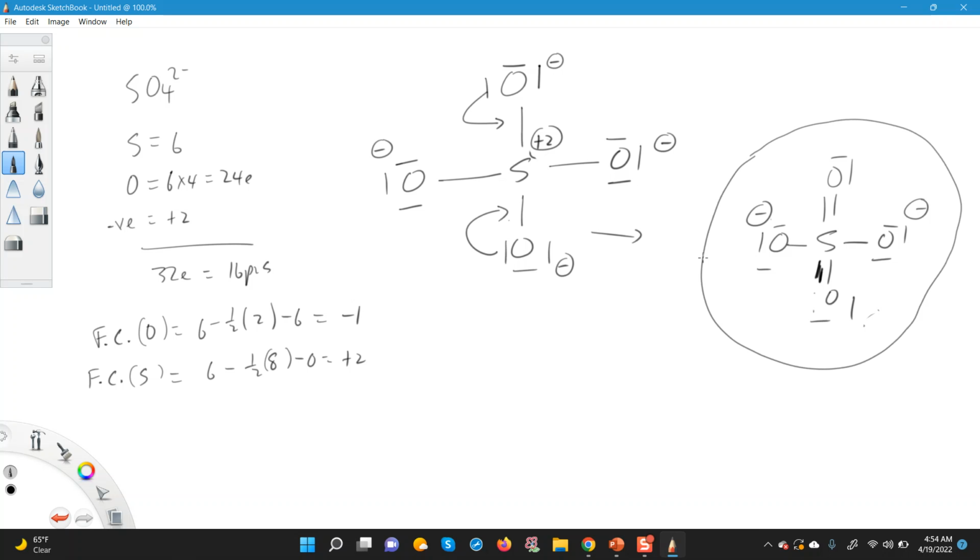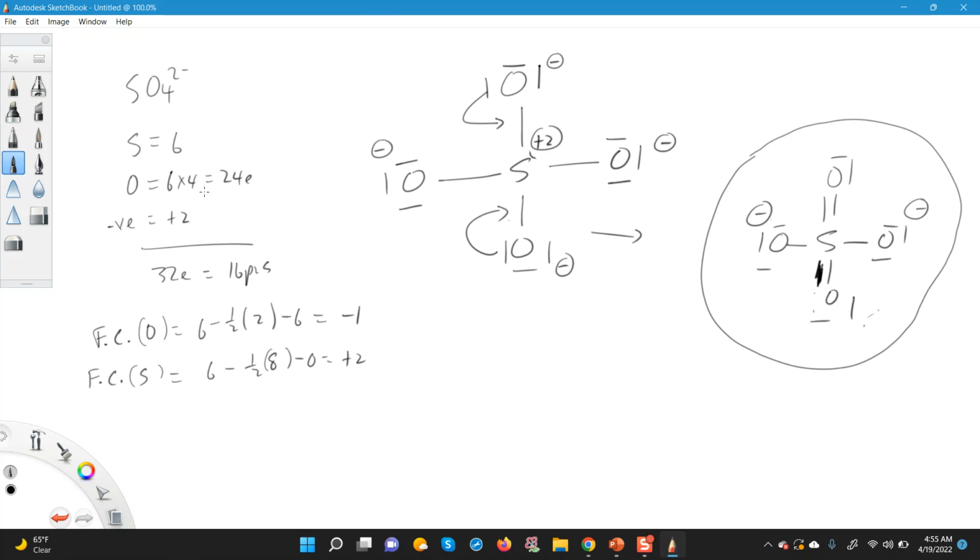And again, you'll notice that the sulfur here will have more than 8 electrons on its outer shell: 2, 4, 6, 8, 10, 12 electrons on its outer shell. And sulfur, if I'm not mistaken, is in period 3. So therefore, that is allowed for sulfur. So this will be the final answer for the sulfate ion.